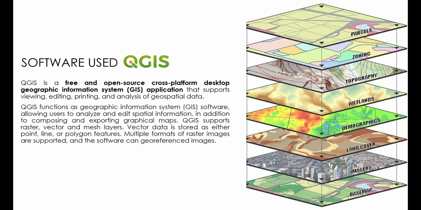QGIS is a free, open-source, cross-platform desktop GIS application that supports viewing, editing, printing, and analysis of geospatial data. QGIS functions as a GIS software that allows the user to analyze and edit spatial information. It also supports composing and exporting graphical maps. QGIS supports mesh layers such as raster and vector. Vector data is either stored in point, line, or polygon features, and multiple raster images are supported that can be geo-referenced further.